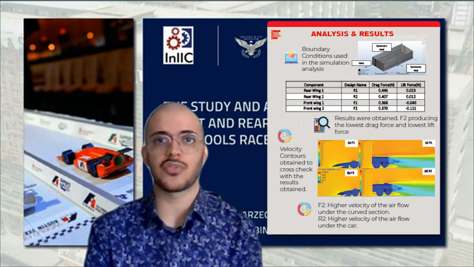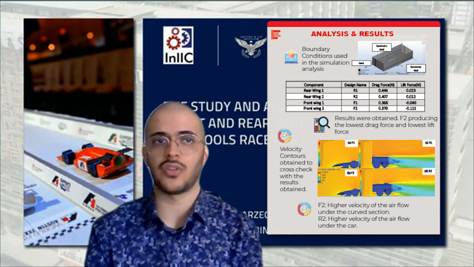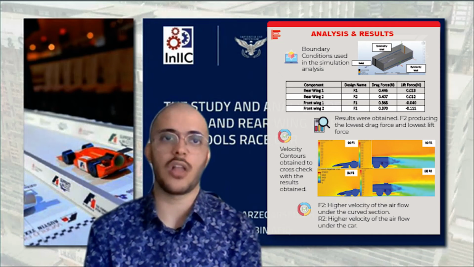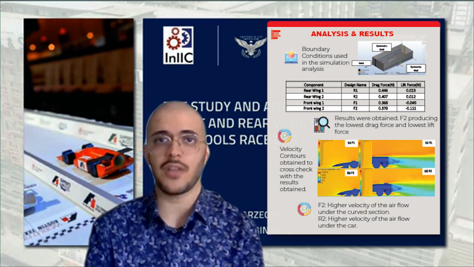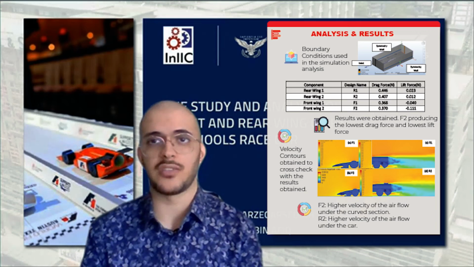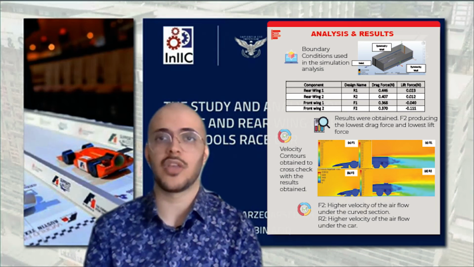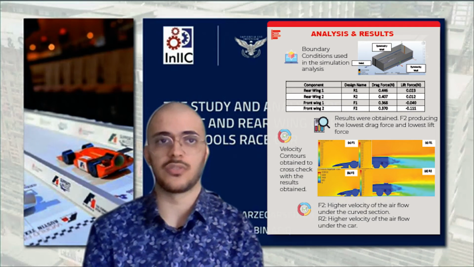It clearly shows that R1 had the worst results, high drag force and high lift force. Improvement in the rear wing decreased the drag force by 0.39 newtons and the lift force by 0.11 newtons.